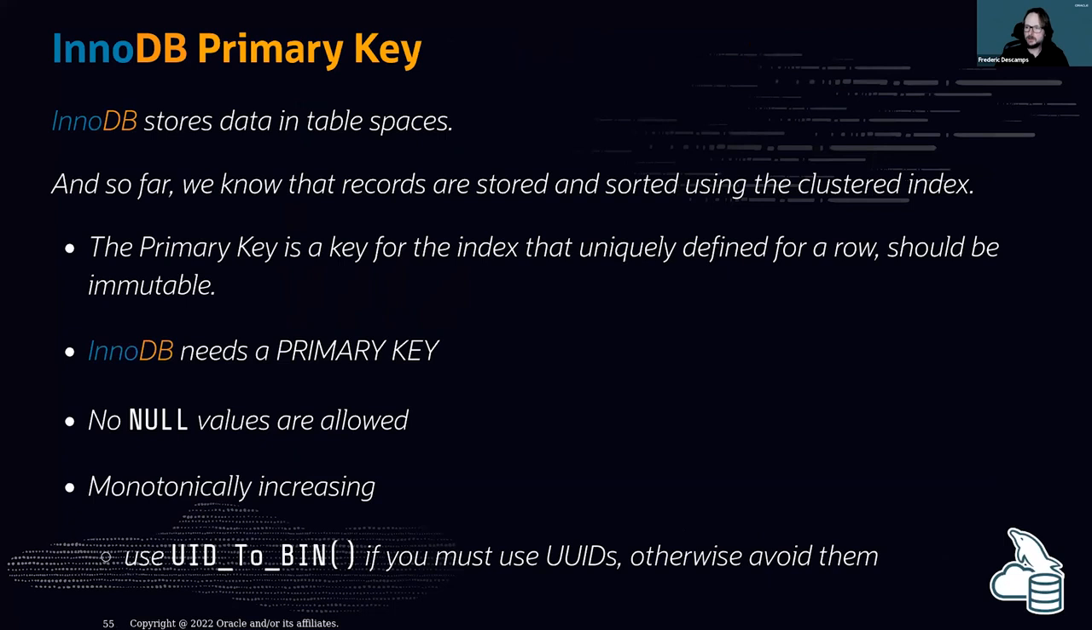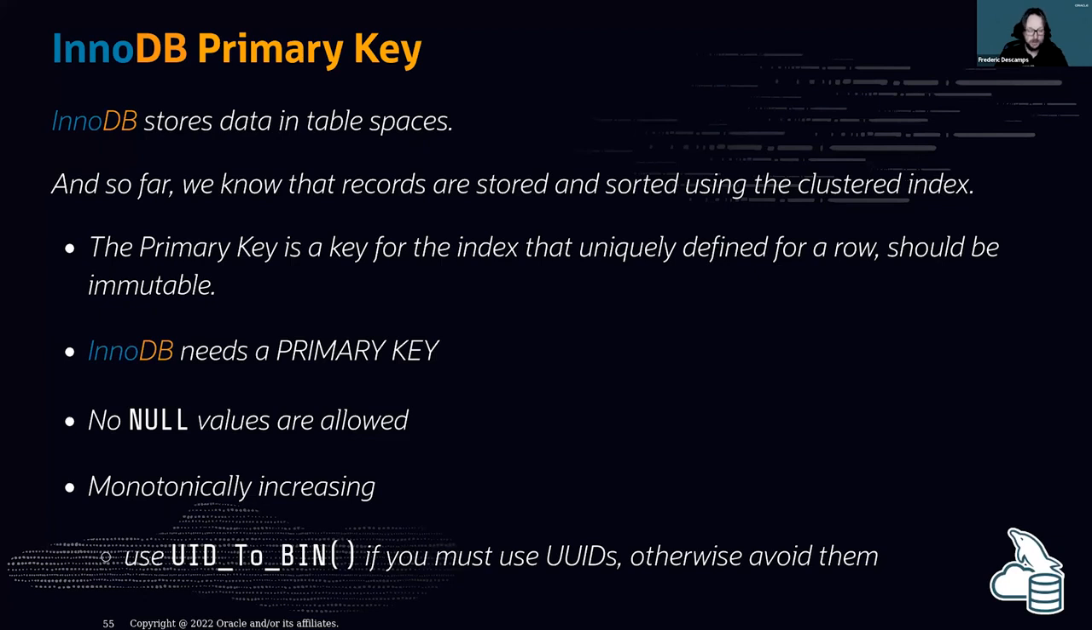So what we know now is that InnoDB stores the data in table space. And so far, we know that the records are stored and sorted using the clustered index. The primary key is the key for the index that is uniquely defined for a row and should be immutable. InnoDB needs a primary key. No null values are allowed. And this is important, it is monotonically increasing. You can see I was using integers and it was increasing.